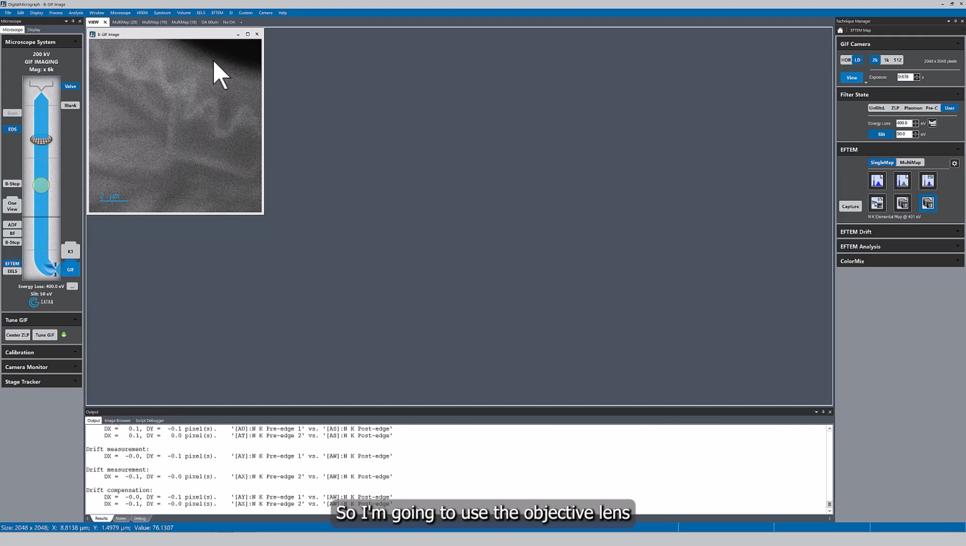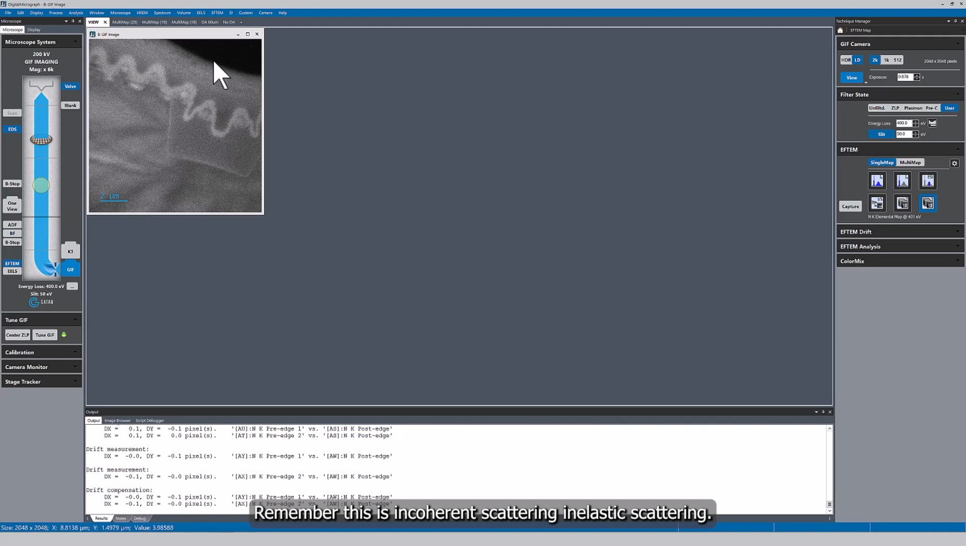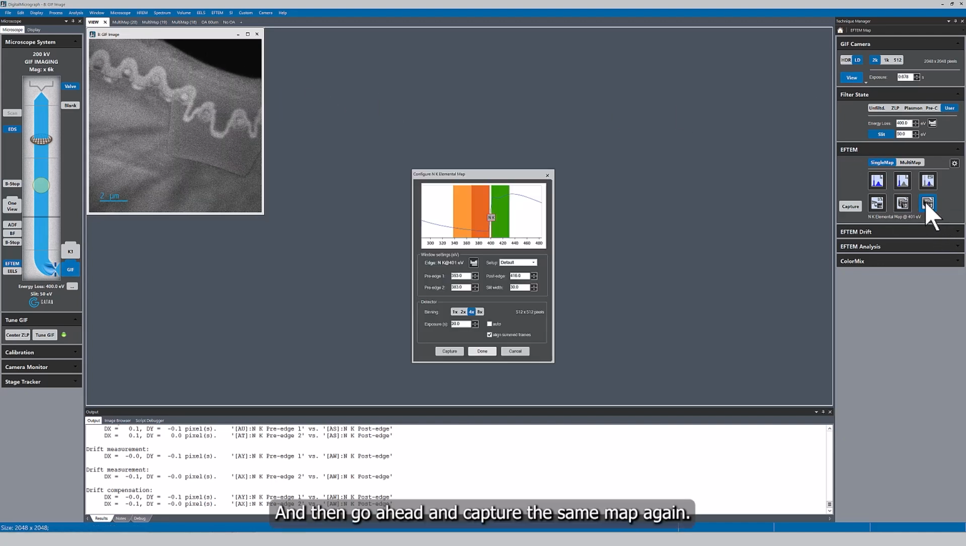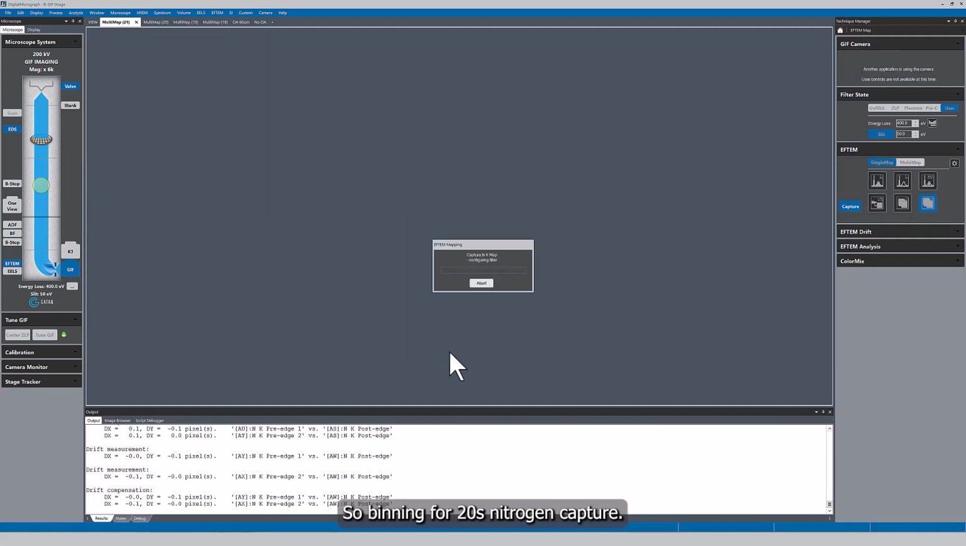So I'm going to use the objective lens and refocus. Remember, this is incoherent scattering, like inelastic scattering. So we focus this and we're really looking for maximum contrast. So I'm going to go with something around there. And then go ahead and capture the same map again. So binning 4, 20 seconds, nitrogen, capture.